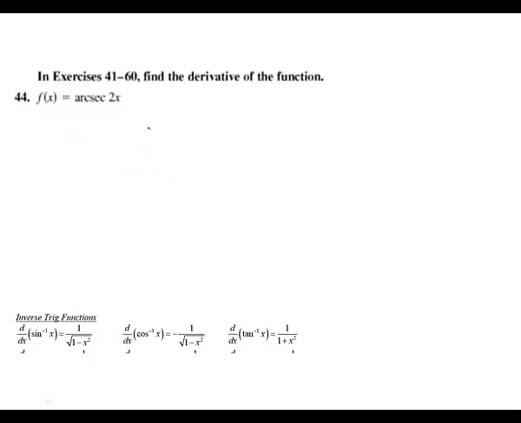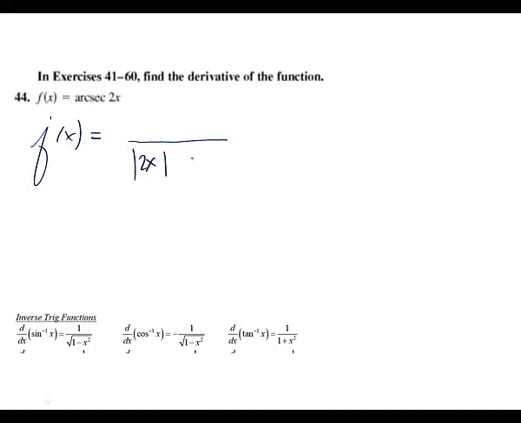Alright. Arc secant of 2. Oh, I don't have the arc secant up there. You guys are going to have to help me with that one. f prime of x equals, so what's the derivative of arc secant? Negative 1 over 1 plus x squared? I don't think it's negative, is it? Isn't it the opposite of tangent? No, it's not the opposite of tangent. Tangent, cotangent. It's 1 over the absolute value of u times the square root of u squared minus 1.